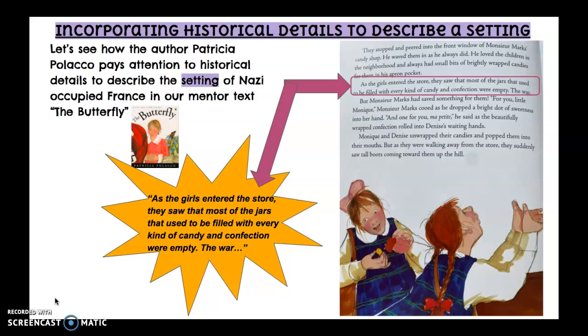Incorporating historical details to describe a setting. Let's see how the author, Patricia Polacco, pays attention to the historical details to describe the setting of Nazi-occupied France in our mentor text, The Butterfly.